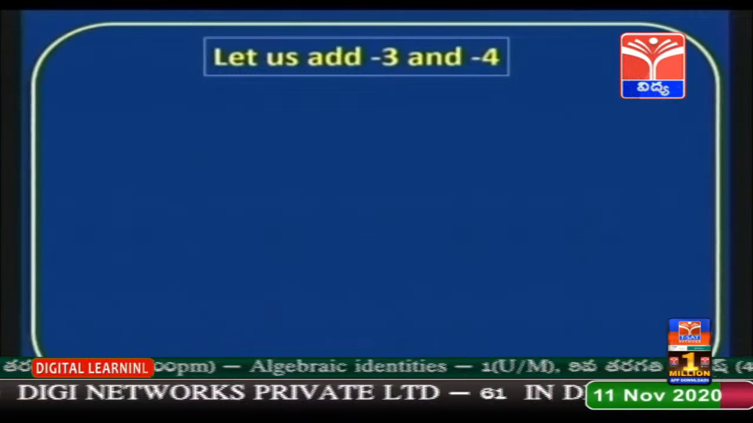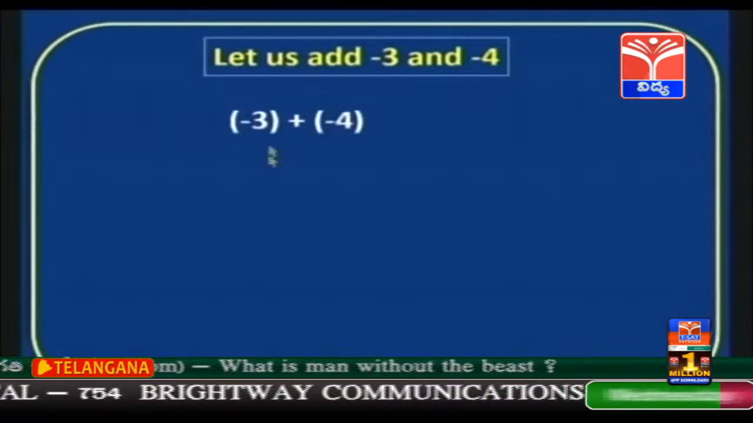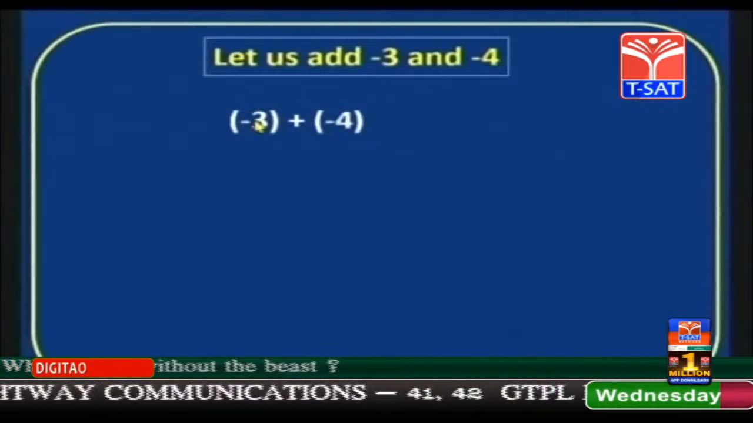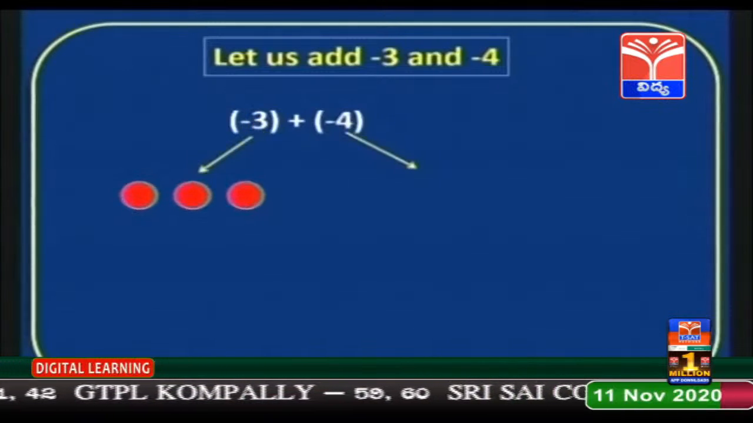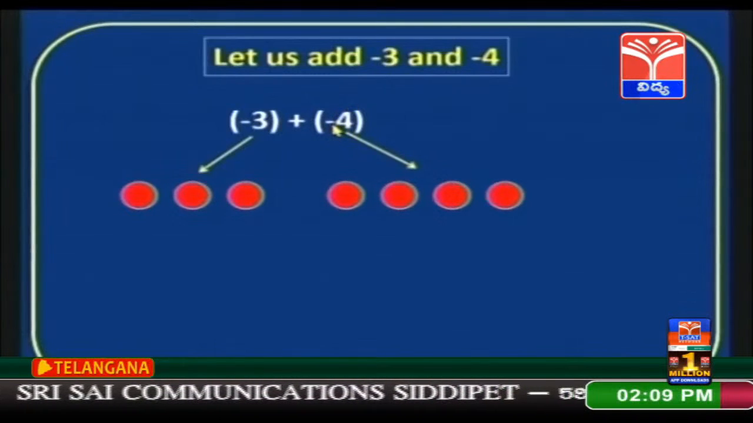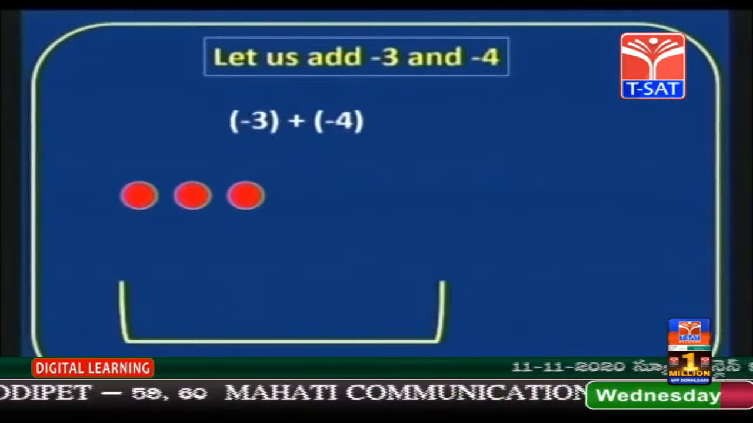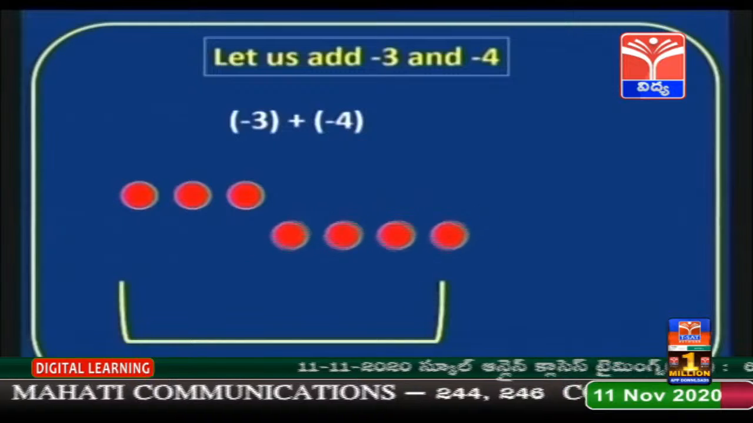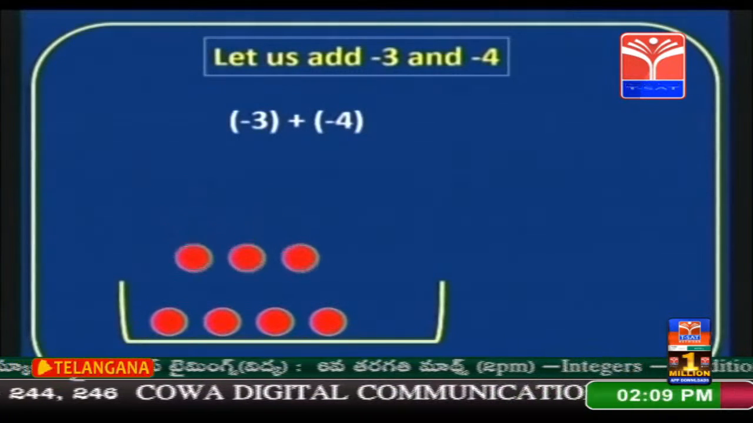Now let us add minus 3 and minus 4. Minus 3 plus of minus 4. Okay children, now which coins you have to take to represent this minus 3? Yes, red coins. And which coins you have to take to represent this minus 4? Yes, red coins. Now again I am taking a container, I am placing the red coins in the container. Again I am placing these red coins in the container.